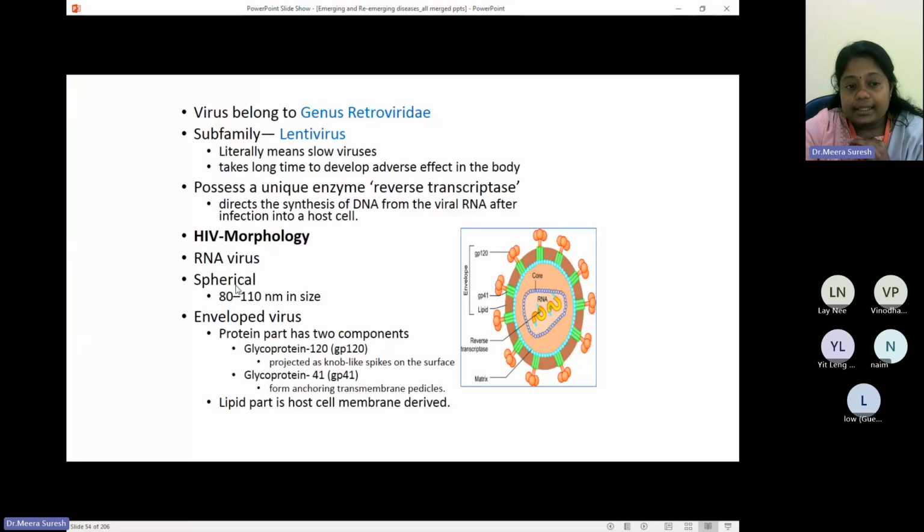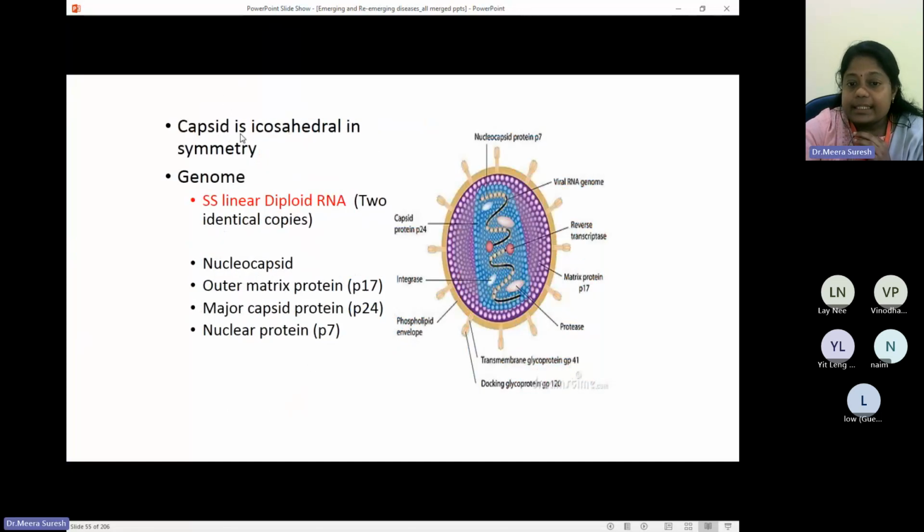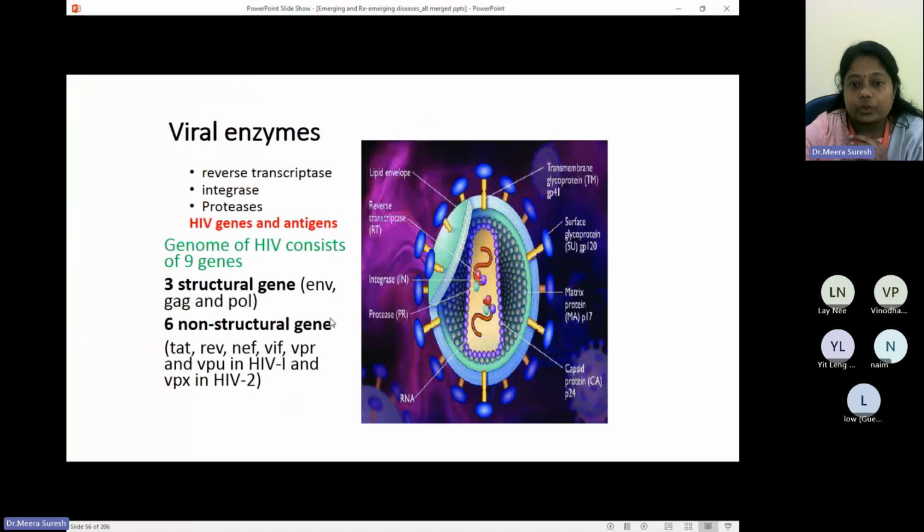So, HIV morphology: it is an RNA virus, and it is an enveloped virus. It has glycoprotein 120 and also GP41. These structures are very important because they help in adhering to the human cell. The capsid is icosahedral in symmetry, and the genome is single-stranded linear diploid RNA, so two identical copies are present in the genome. Other things I don't want you to remember.